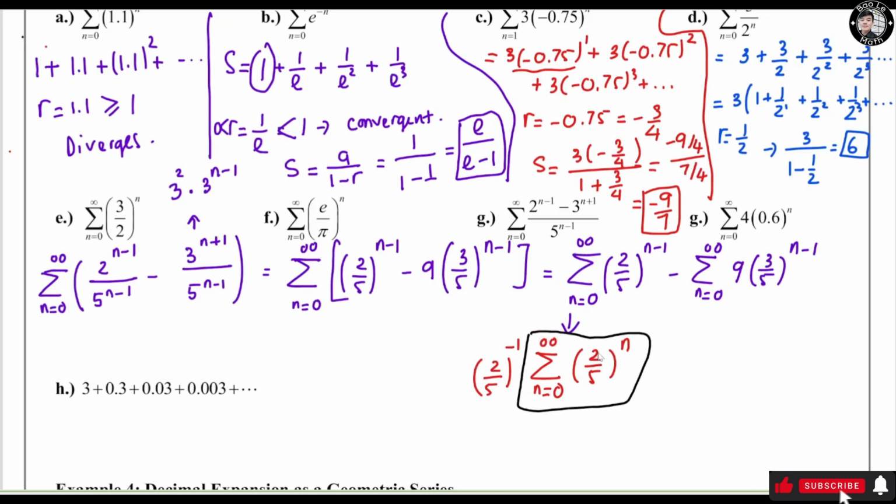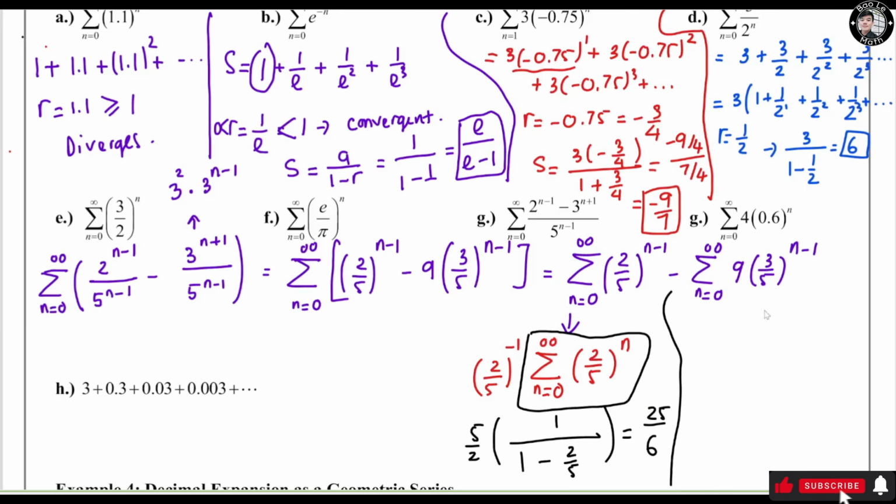The common ratio is 2 over 5, which is greater than 0 and less than 1. So the series is convergent, right? Now I have 2 over 5 raised to the negative 1, which is going to be 5 over 2 times, when n equals 0, the first term, actually 1, over 1 minus the common ratio, which is 2 over 5. If you simplify this one, the answer should be 25 over 6.